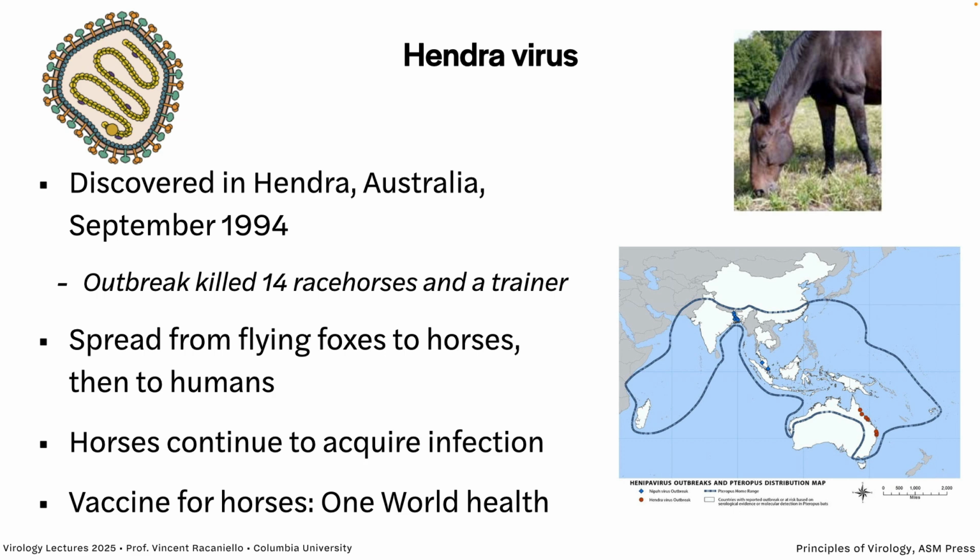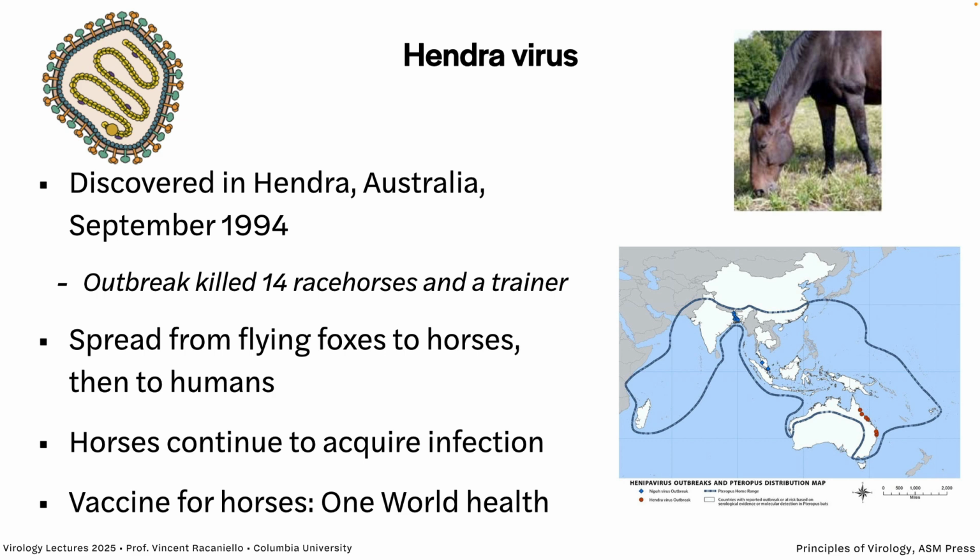All right, so the first bat-borne virus discovered was Hendra virus. This was found in a town called Hendra, Australia, in September of 1994, okay? Those red dots. It was an outbreak in a horse farm. It killed 14 racehorses and a trainer. So the trainers are working closely with the horses, right? Brushing them and all that. And so the horses got sick and the one trainer got sick.